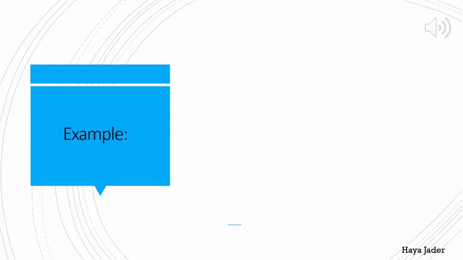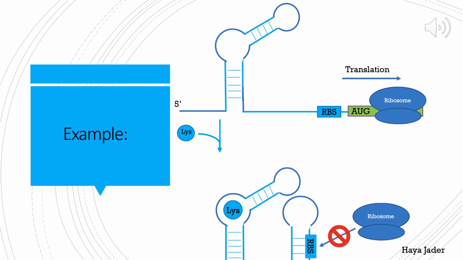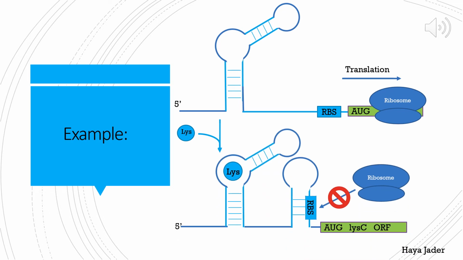In this slide, a lysine riboswitch will be an example of an initiation translation where the gene is inhibited by the lysine ligand and the gene will not be expressed to a protein due to the end of the hairpin loop that is formed. It's known to be one of the most common riboswitches, an element that controls the expression of a lysine C gene.